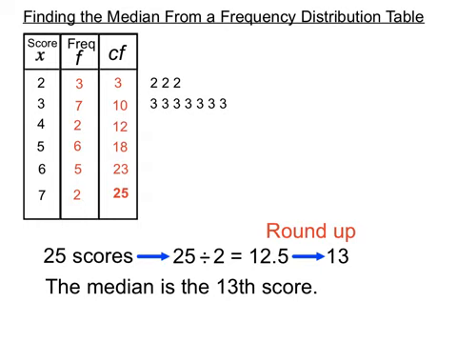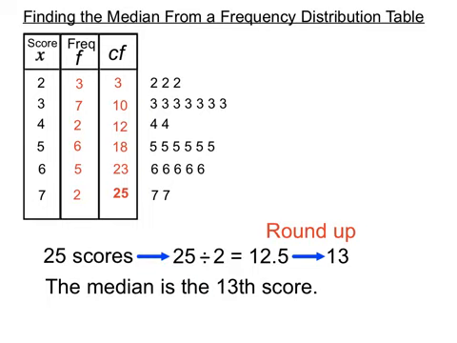Then we've got another bunch of 3s. So we've got 7 of them. 1, 2, 3, 4, 5, 6, 7. They're all 3s if we wrote it out in order. So far we've got 10 scores, some 2s and 3s. Then the 2 in the frequency column here says the next couple of scores are 4s. And then the next 6 scores are 5s, 6s, and we've got 2 7s to finish.